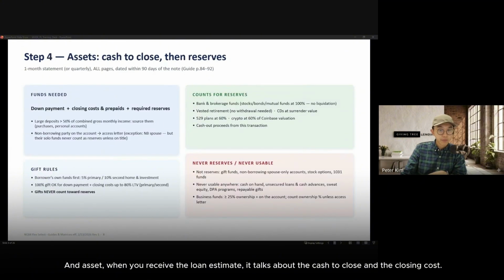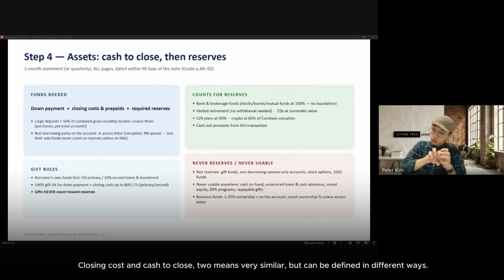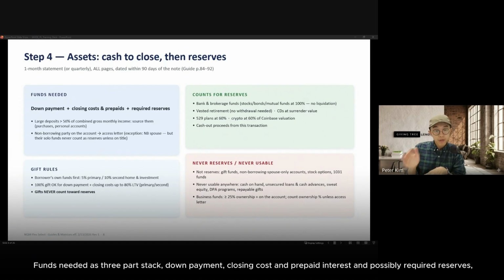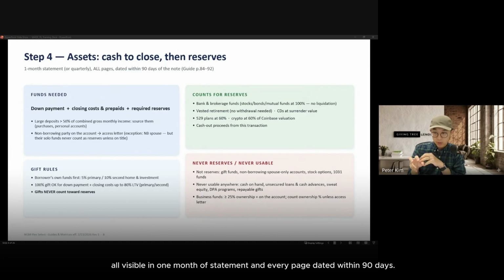And assets. When you receive the loan estimate, it talks about the cash to close and the closing cost. Closing cost and cash to close mean very similar things, but can be defined in different ways. Funds needed are a 3-part stack: down payment, closing cost, and prepaid interest, and possibly required reserves, all visible in 1 month of statements, with every page dated within 90 days. So if we are missing a page, even one that is blank, you also need to provide that.